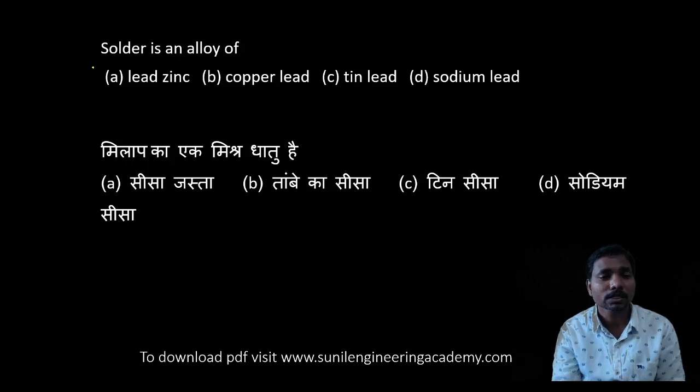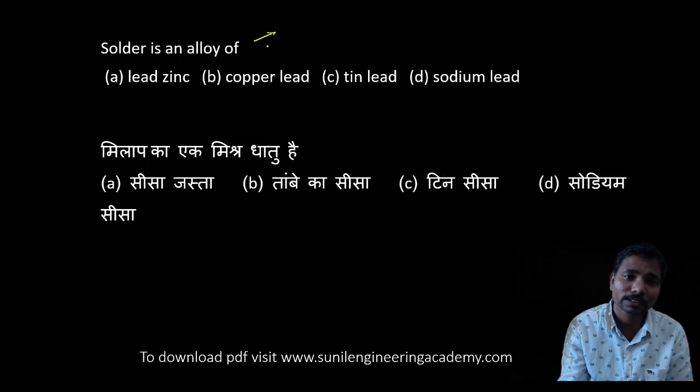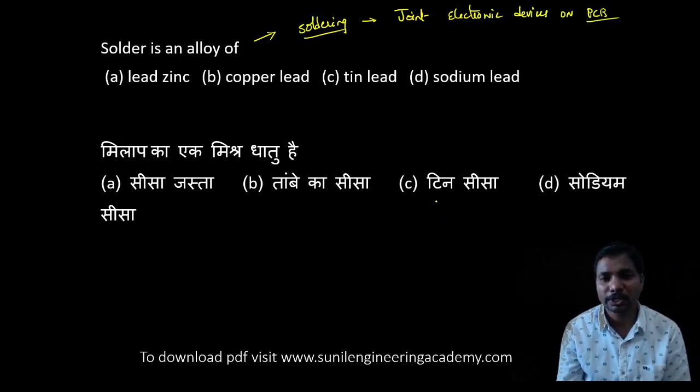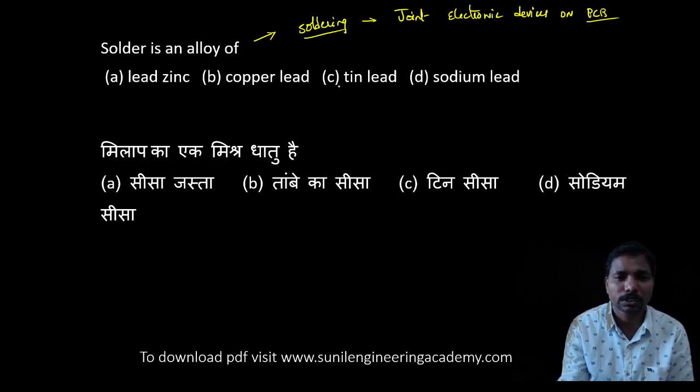Coming to the next question. Solder is an alloy of dash. Where are we using soldering, guys? I think you have heard this word. Soldering is used to join electronic devices on a printed circuit board, like diodes and transistors. If you want to join them together, we use the soldering process. That is a mixture of tin plus lead, Sn plus Pb. Tin means Sn, lead means Pb.